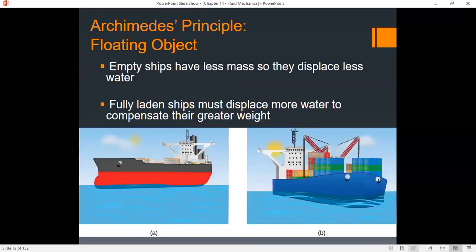So again, looking at an empty ship, you can tell that it's empty without even looking at it because its hull will sit very high in the water. The more cargo you put in the ship, the further it's going to sink.